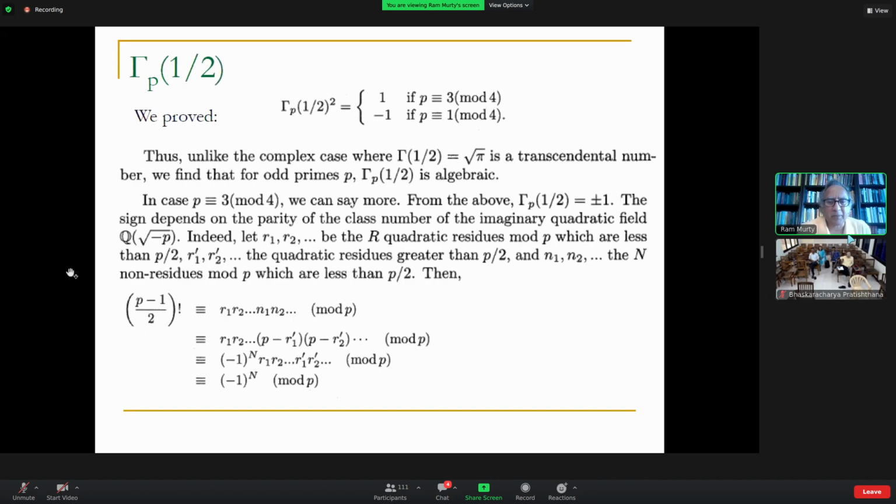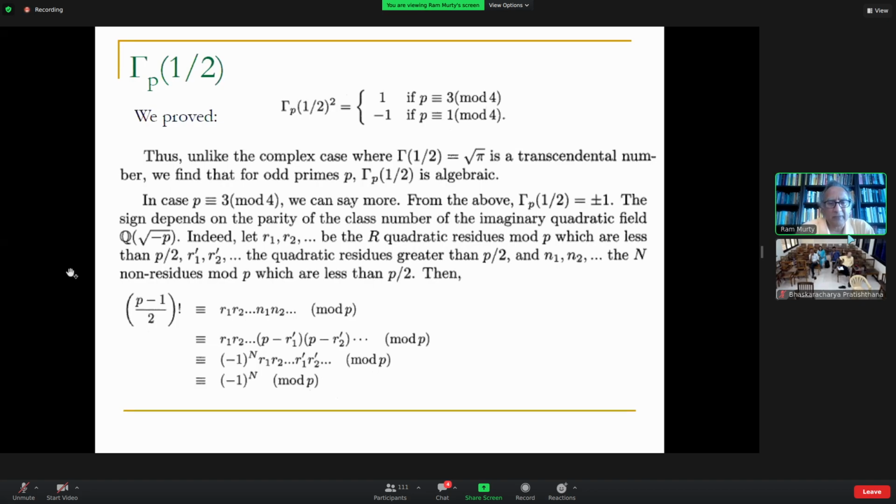When we look at the product of all these things, this is done by getting those which are residues less than p over 2, and those which are non-residues less than p over 2. We multiply them together, and then we find that the non-residues can be thought of as p minus R1 prime, p minus R2 prime, which are the residues bigger than p over 2. And so when we combine them all, you find that it's equal to minus 1 to the n times R1, R2, dot, dot, dot. And then the product of all the squares again is 1.